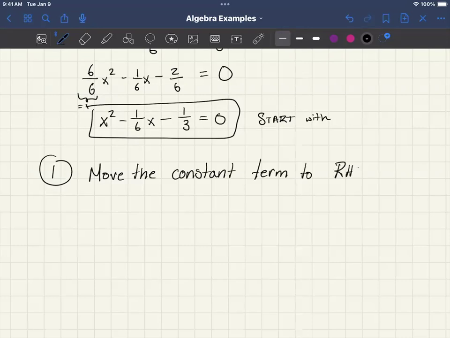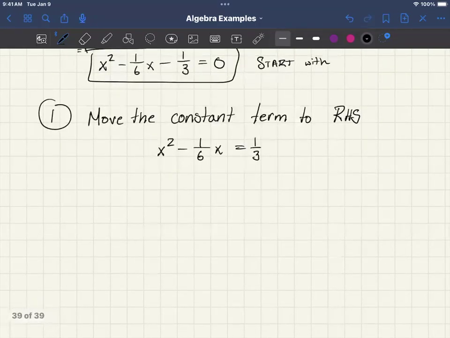And I'm going to abbreviate right-hand side by RHS. I abbreviate left-hand side by LHS, just because there's a lot of writing in math and we don't have time for all of that. So what we're going to do is add 1/3 to both sides. When we add 1/3 to both sides, we are going to get x squared minus 1/6 x is equal to 1/3.